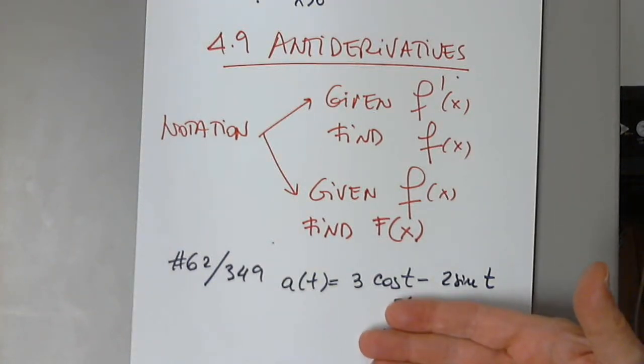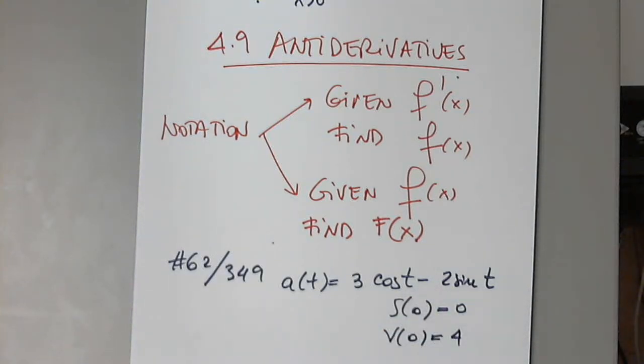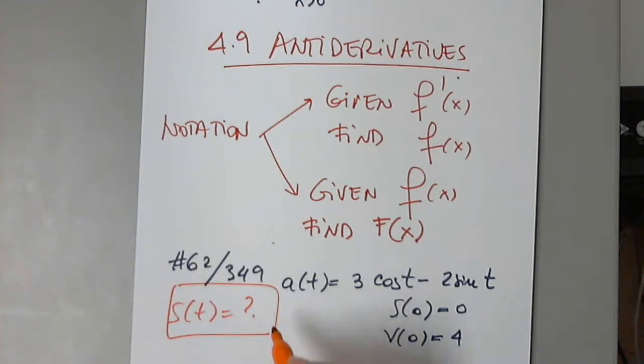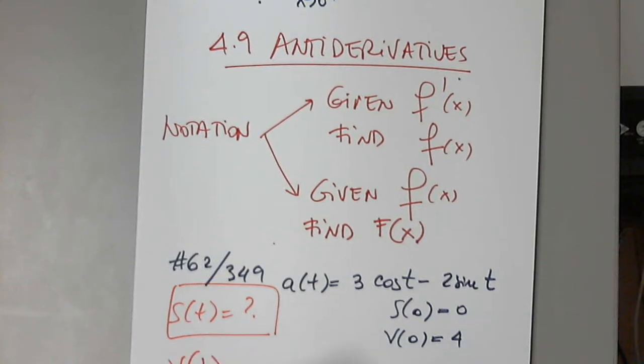Disregard the given conditions for a moment. The question is asking us to find s of t. This is what we are asked to find: the formula for the position of the particle, or the distance formula, or the displacement formula. They all mean the same thing. So, in other words, this is the derivative of a function. Which function? It is the derivative of v of t. So somehow we have to find our way backwards.